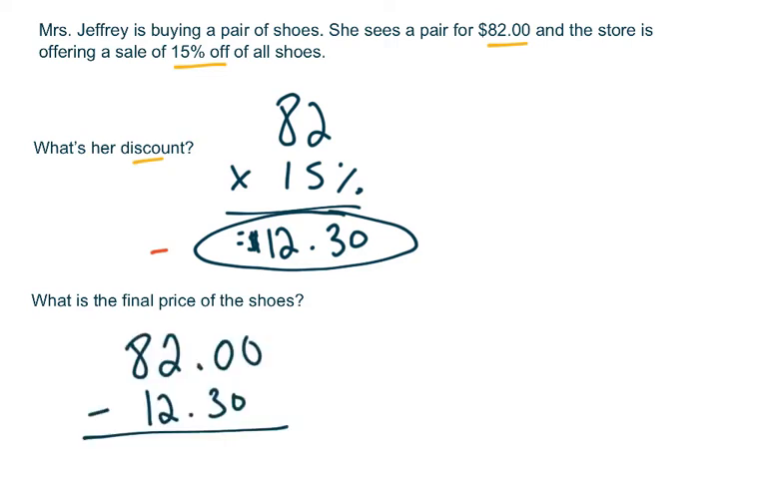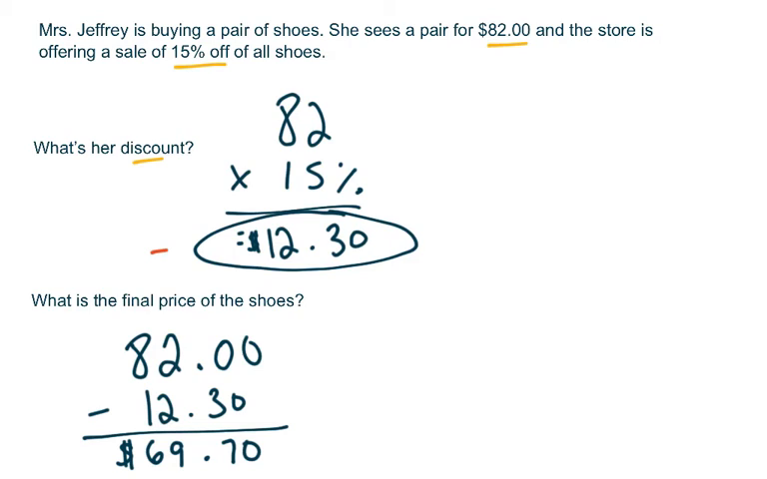Okay, so this is the equation you should have set up for yourself. So see if you can do this if you haven't already. And this is what you should have ended up with. She ends up paying $69.70 for her pair of shoes. She got a discount. The discount was 15% off. 15% of 82 was $12.30. And since it's a discount, we subtract that off.